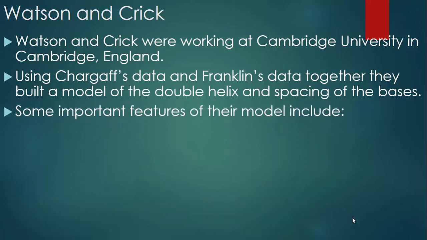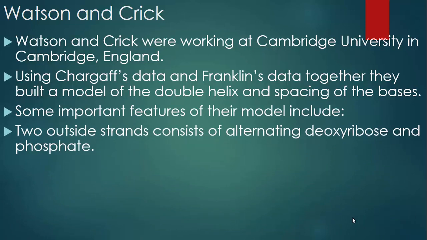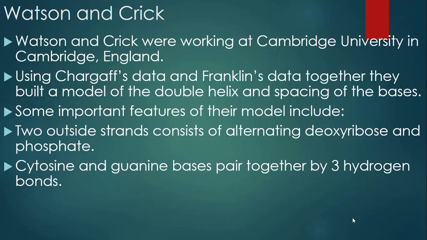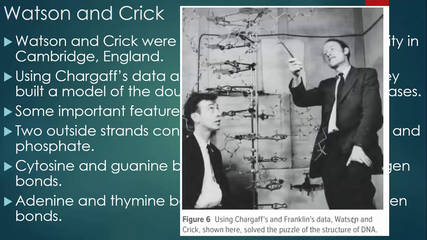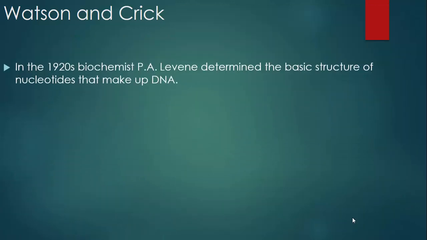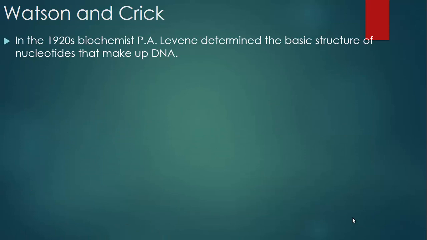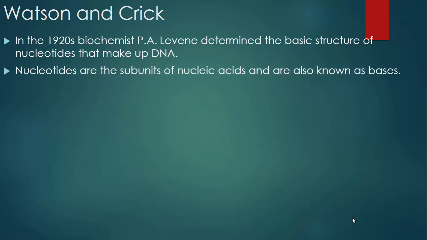Now, some important features of their model include two outside strands consisting of alternating deoxyribose and phosphate. Cytosine and guanine bases pair together by 3 hydrogen bonds, while adenine and thymine bases pair together by 2 hydrogen bonds. And here they are working together to build an actual model. All right, so in the 1920s, biochemist P.A. Levine determined the basic structure of nucleotides that make up DNA.